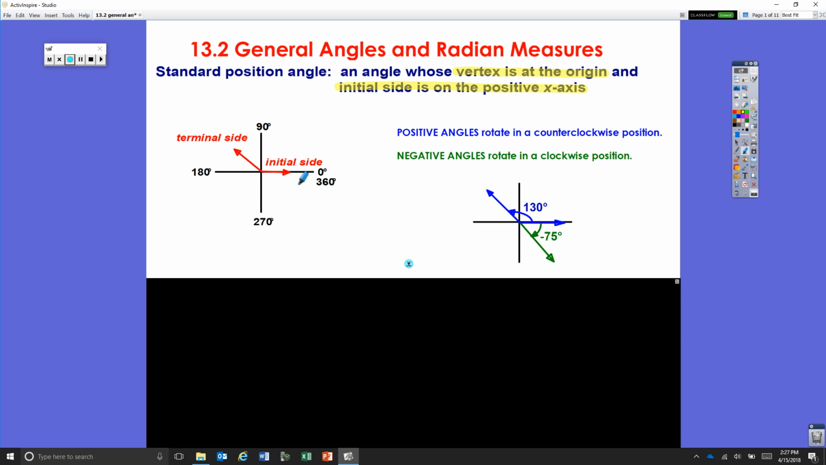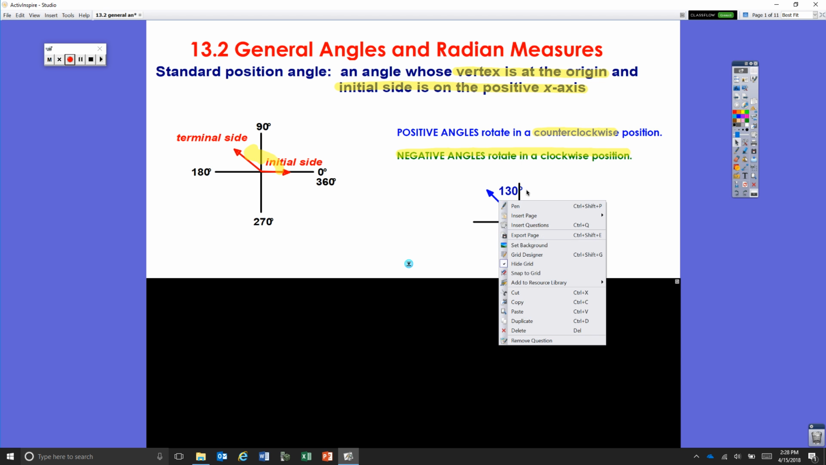You need to understand that positive angles will always go counterclockwise. So this red angle is a positive angle because it starts here and goes in the counterclockwise direction, whereas all negative angles will go in a clockwise direction, like this. So here, this blue angle is positive 130. It starts here and goes in a counterclockwise direction.